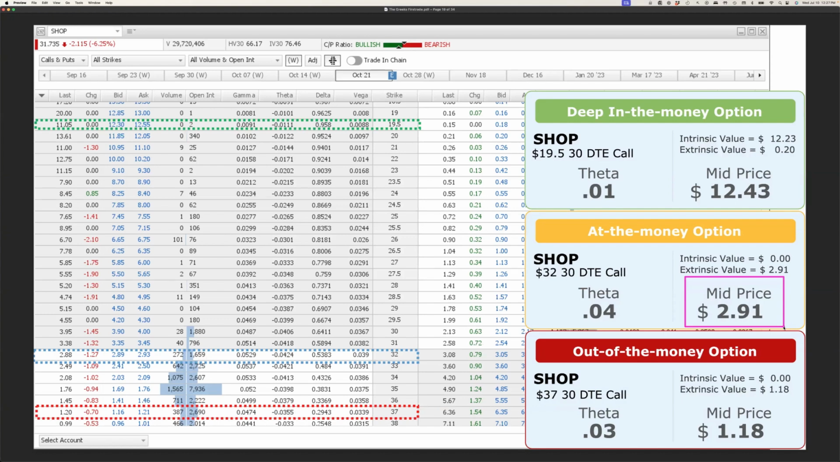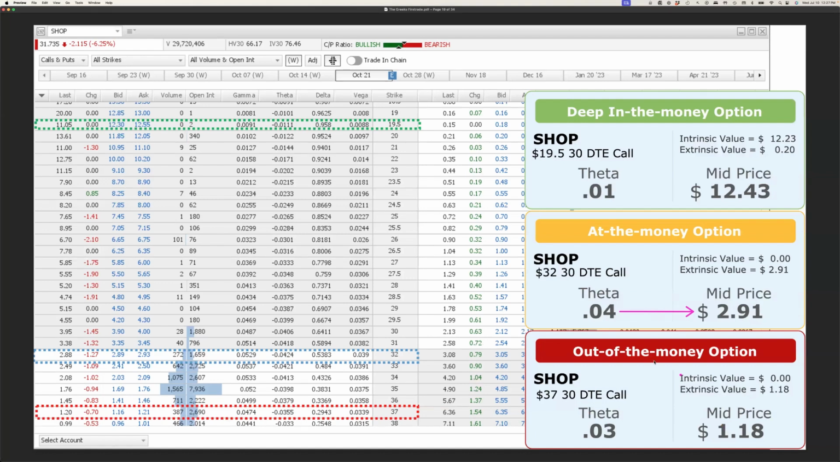So theta is going to increase as it gets closer and closer to expiration. Not only is it working against you as an option buyer, it's going to increase in value. So what you have to look at is not just the value of theta, but also what percentage of the option's value you're losing each day.